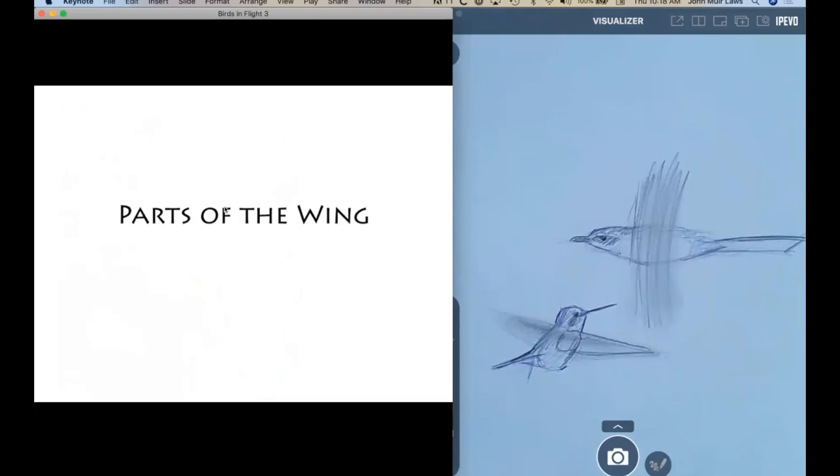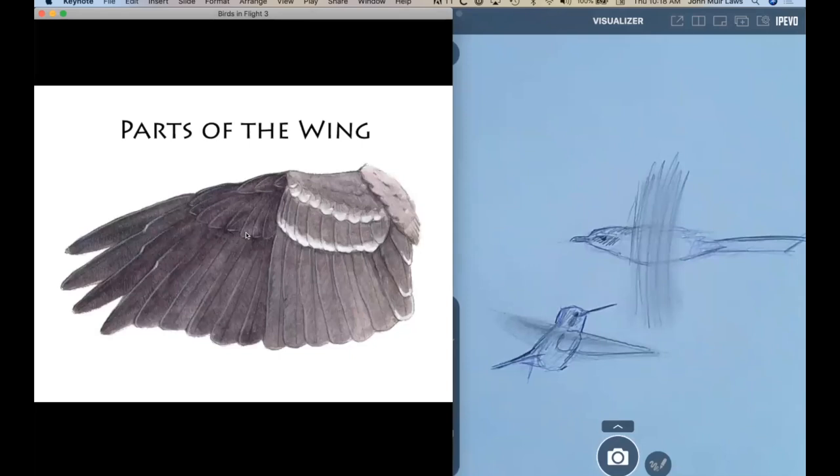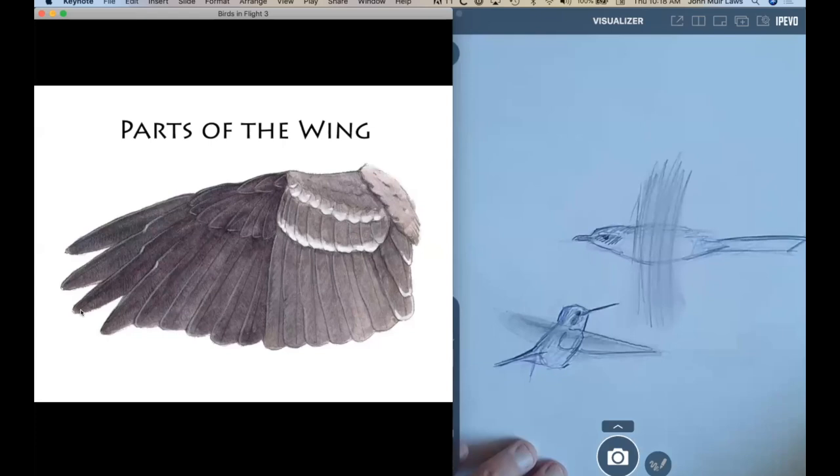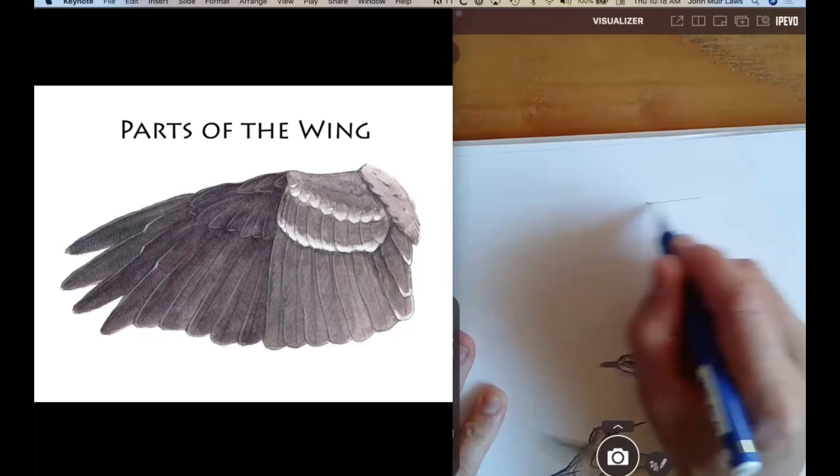So let's take a look at just a little bit of anatomy of the wing. I'm going to divide the wing into three core parts. The tip of the wing out here is what's called the primary feathers, this dark area. And notice that these fan. So if you are taking notes, I suggest you do too, right? Here's kind of a simplified wing diagram.